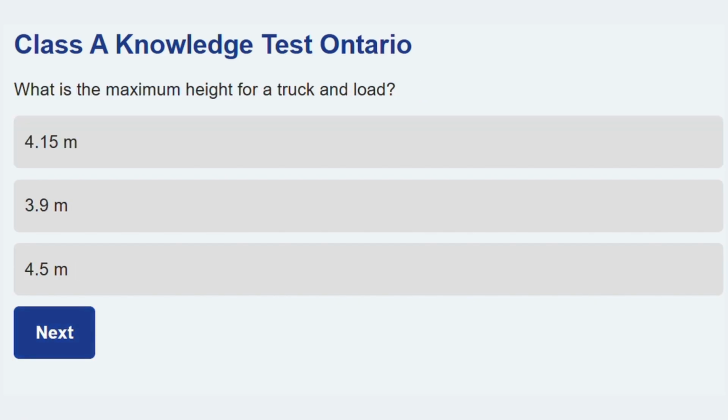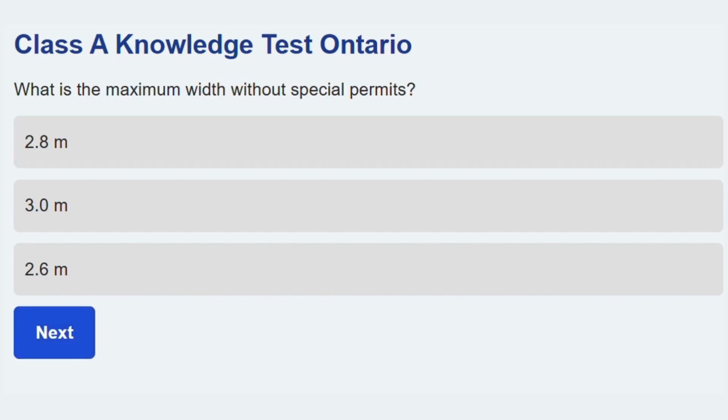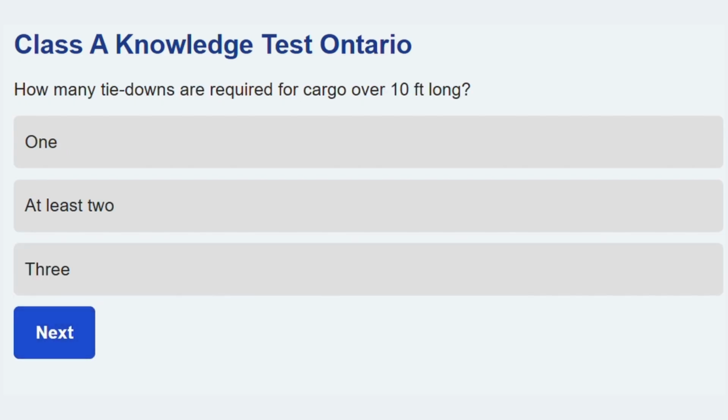Let's proceed. What is the maximum height for a truck and load? 4.15 meters, for collisions with bridges and overhead structures. Continuing, what is the maximum width without special permits? 2.6 meters. Defines the widest load you can carry freely.